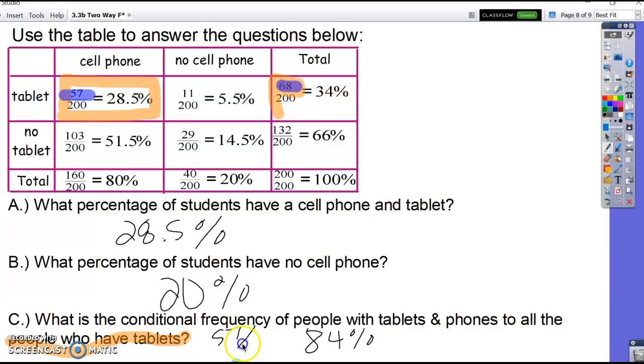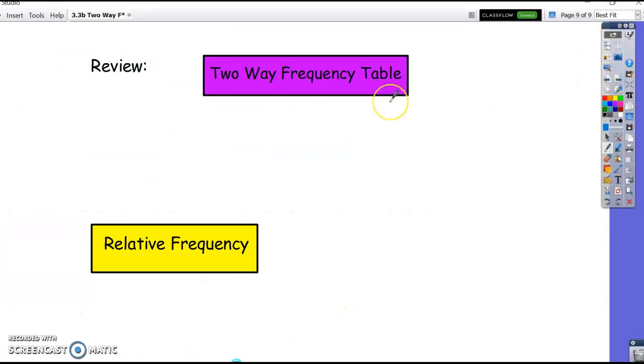Okay. So that's how we read our two-way frequency table to answer questions. So remember the relative frequency, that's based off of the overall total. Remember to answer the questions below and hit submit when you're done.